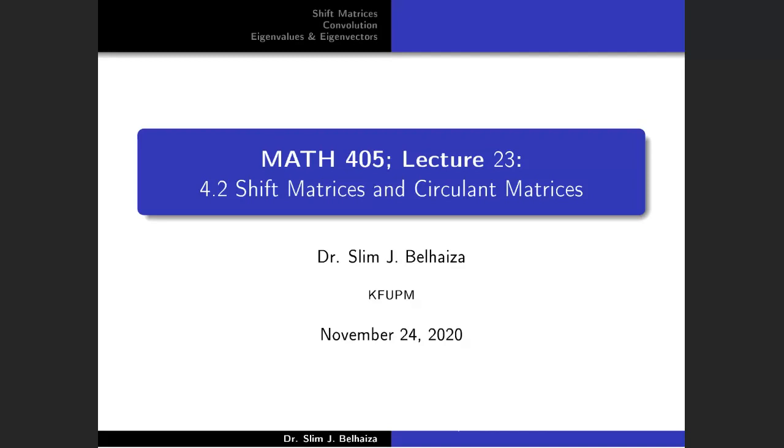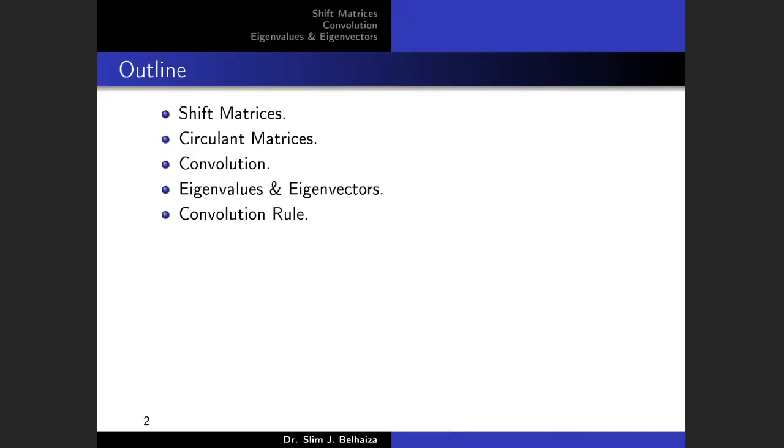Continue section 4.2. I'll do a quick review and continue with the new material we have to cover. Section 4.2 is about shift matrices and circulant matrices. I added a couple of things to the outline. We talked about shift matrices, circulant matrices, convolution, and mainly today we'll talk about eigenvalues and eigenvectors of the P matrix and how this relates to the Fourier matrix. And we'll talk at the end about the convolution rule.